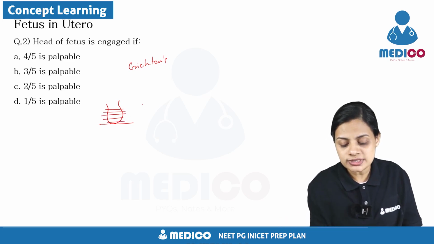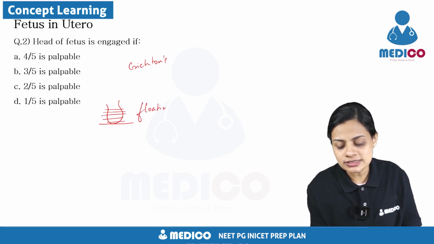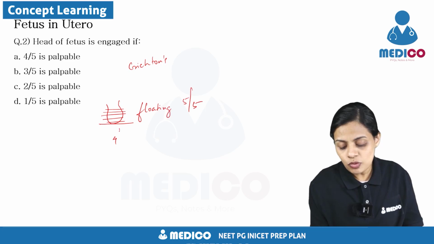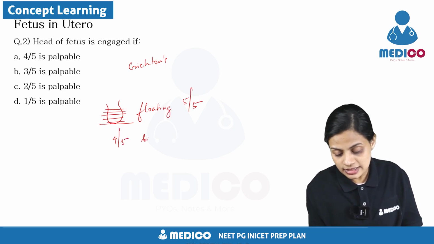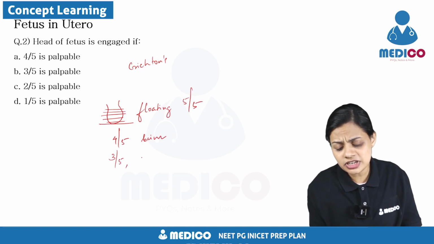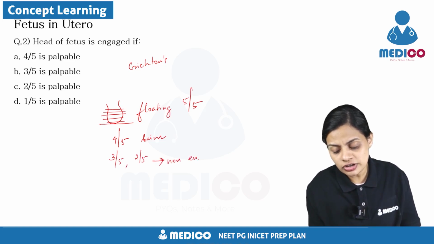over the head. You say it is floating. That is, 5/5 are palpable. All your 5 fingers can feel the head. If only 4 are palpable, you say that it is at the pelvic brim. If 3/5 or 2/5 are palpable, you say the head is not engaged, non-engaged head.